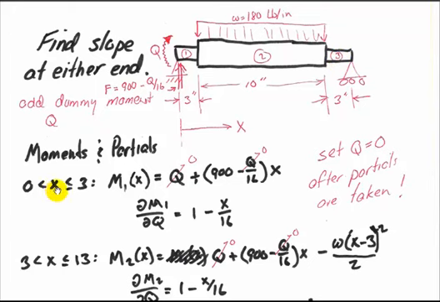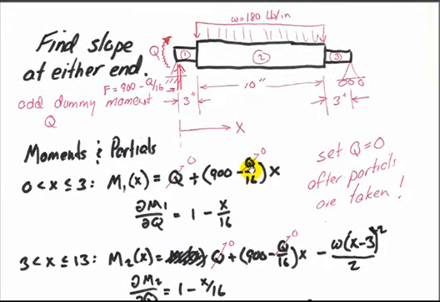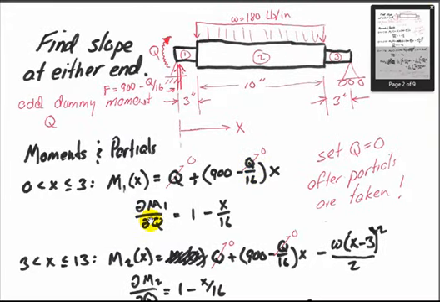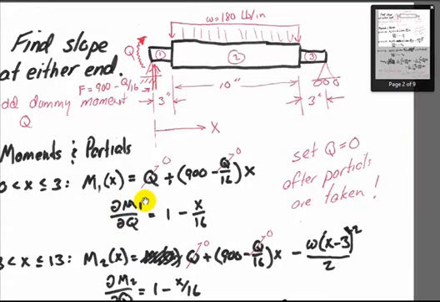So in the region between, as X goes from 0 to 3, my moment equation will have a term Q. It'll have a term from this force F times a moment arm of X. So it's going to be Q plus F, which is 900 minus Q over 16, that's the force, times the moment arm X. Okay. Notice I've already set these Q's equal to 0. In fact, I haven't done that yet. Before I set the Q's equal to 0, I take my partials, partial of this moment with respect to Q. I get a 1 term out of here, and I get a minus X over 16 term out of here.